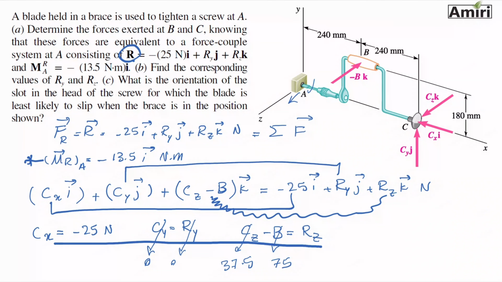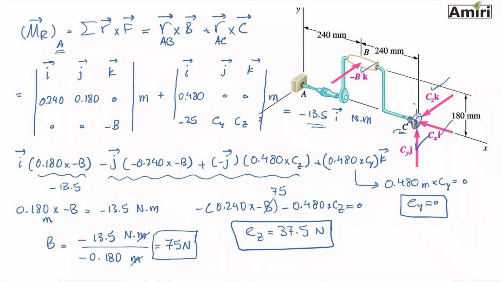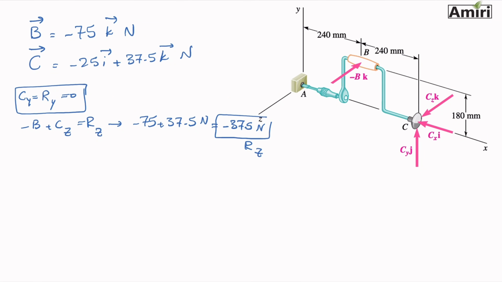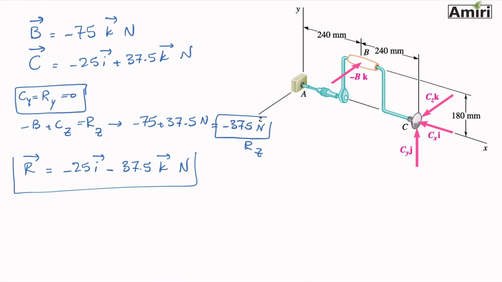Okay. So let's look quickly at my R, the force I put on there. Let's write it as a vector form. Is minus 25I minus 37.5 K Newton. This is my equivalent force that is in that direction. So it has a component in, let me draw it here quick. It has a component in negative x.